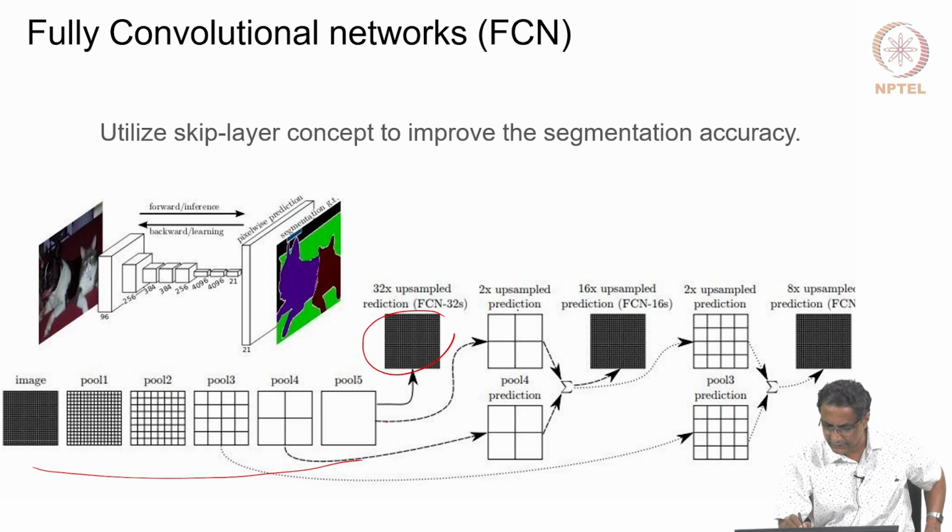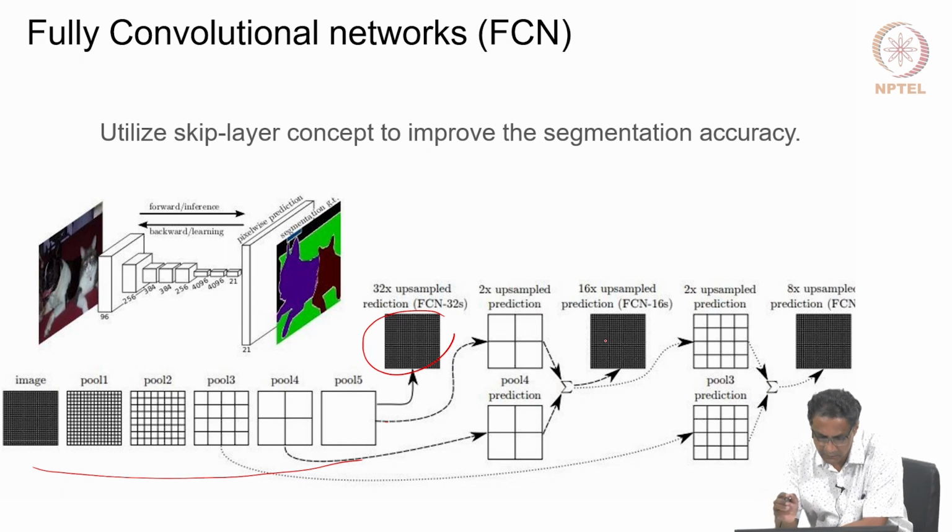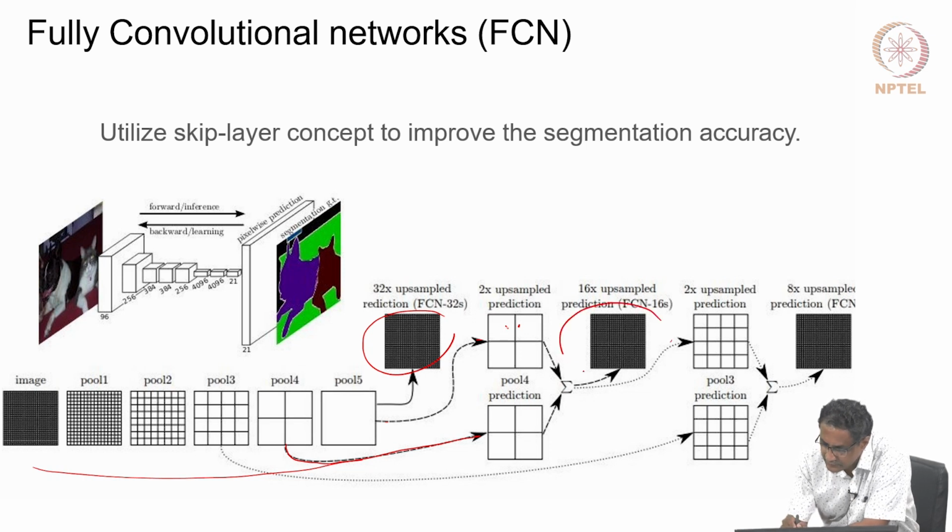Then what they will do is scale this up. For example, this map you upsample by 2x, and then you fuse it with the pool 4 layer, which will have the same resolution as this upsampled output. This is what you saw in the optical flow also, which means that the output is now 16x upsampled.